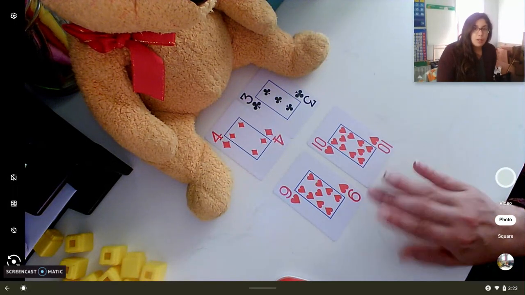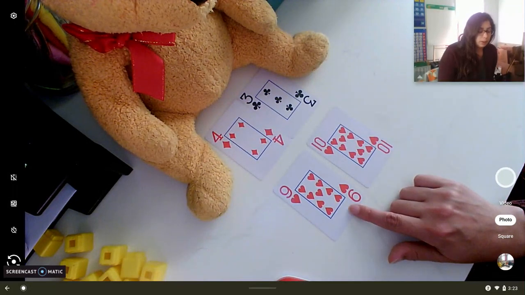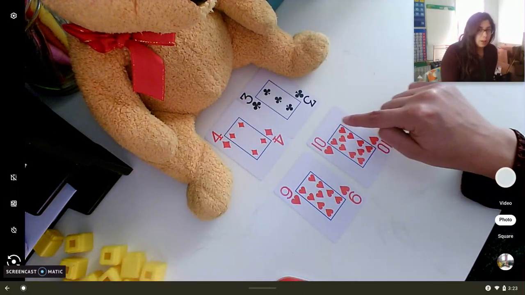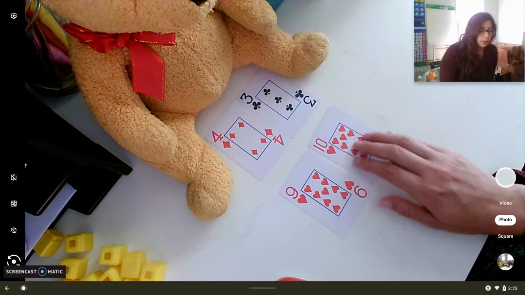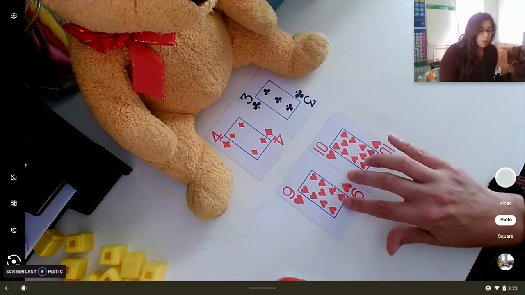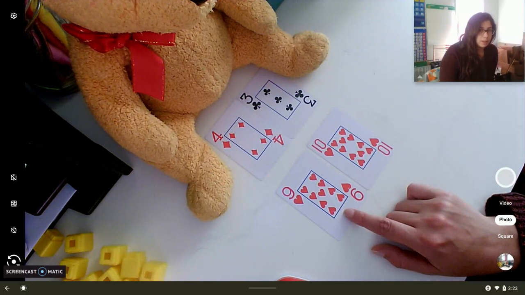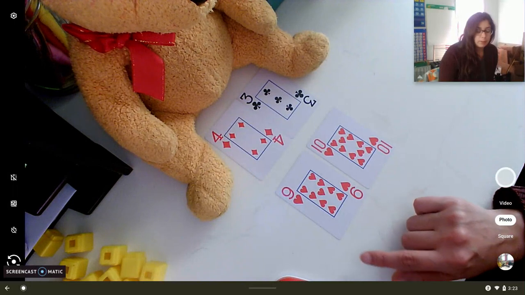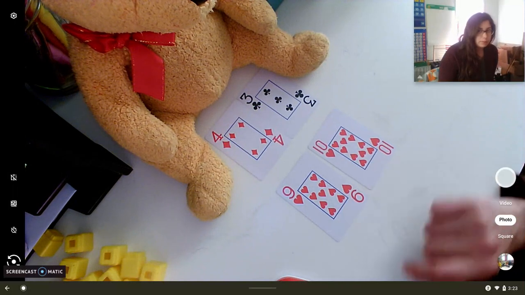When we count, 9 comes before 10. And when I look, I see less hearts on number 9 than I do see on number 10. There are more shapes on number 10 than there are shapes on number 9. So when I compare these two numbers, I want to use the words less than. 9 is less than 10. I want you to say it after me. 9 is less than 10. Very good.